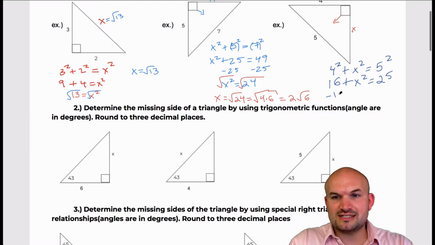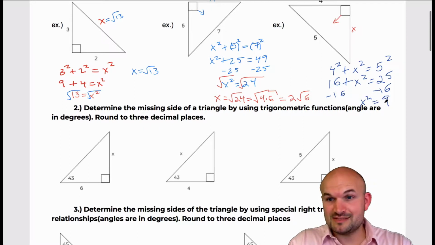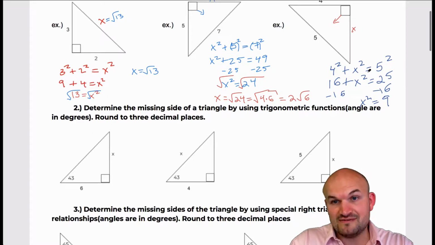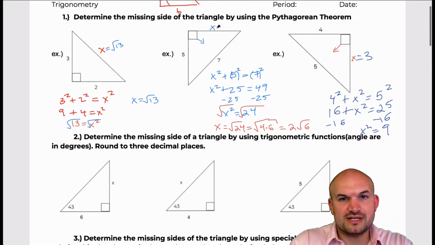Now when I subtract 16, I get x squared is equal to 9. And therefore, I'm running out of space here, but I can take the square root of 9, that's going to equal 3. And let me put this answer here. This one is 2 radical 6.